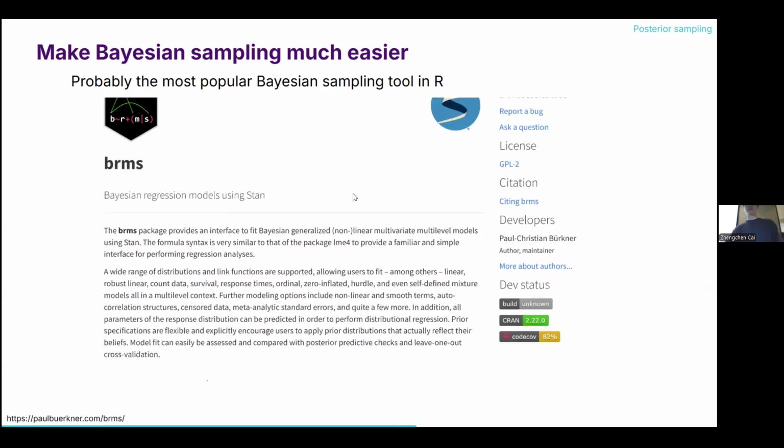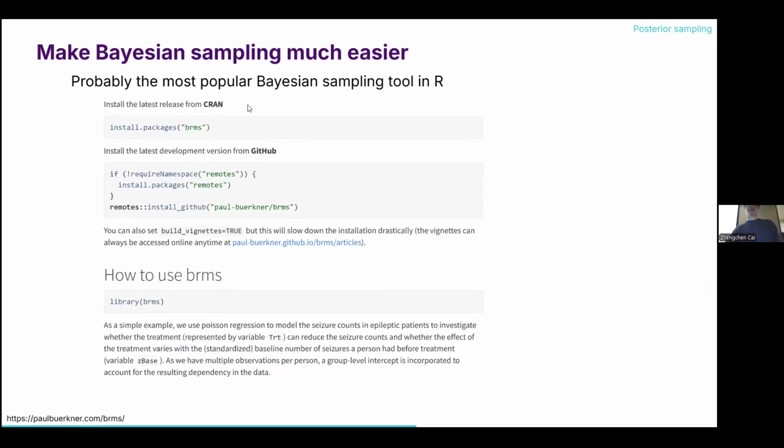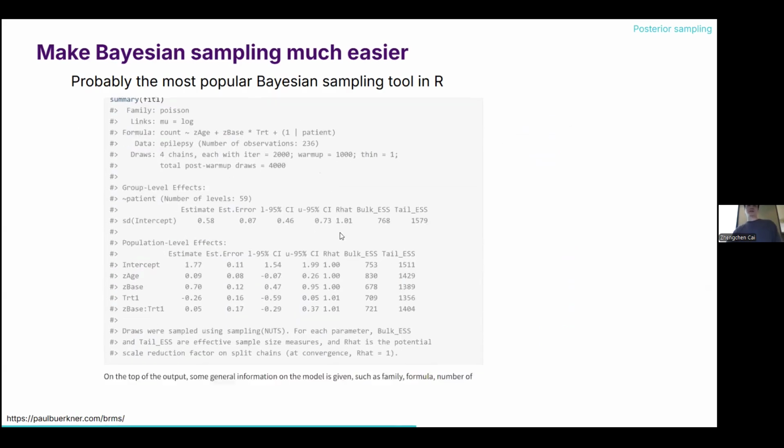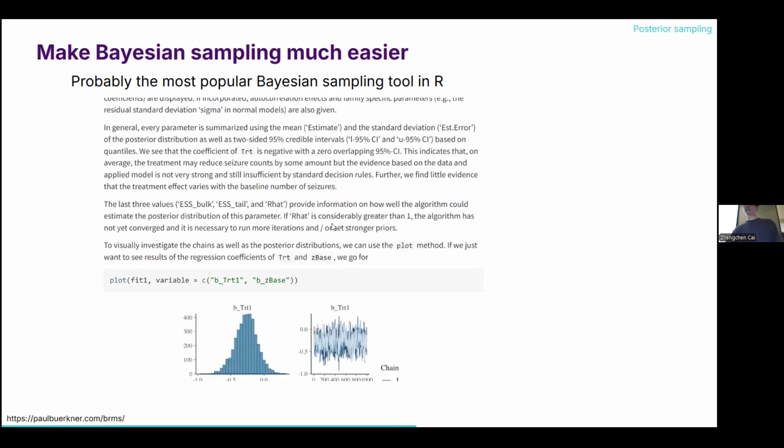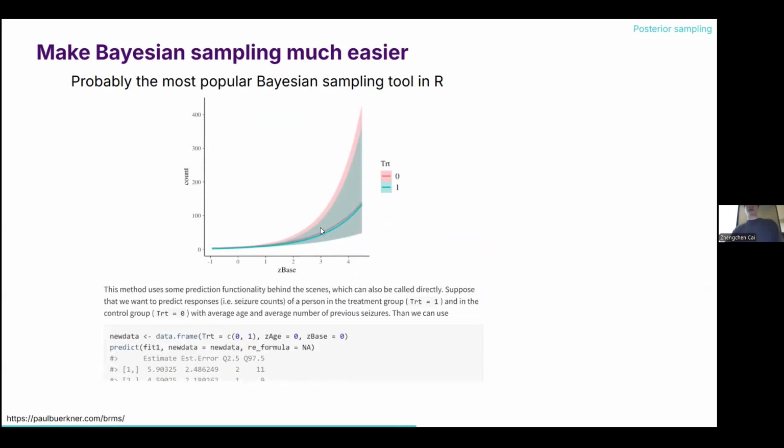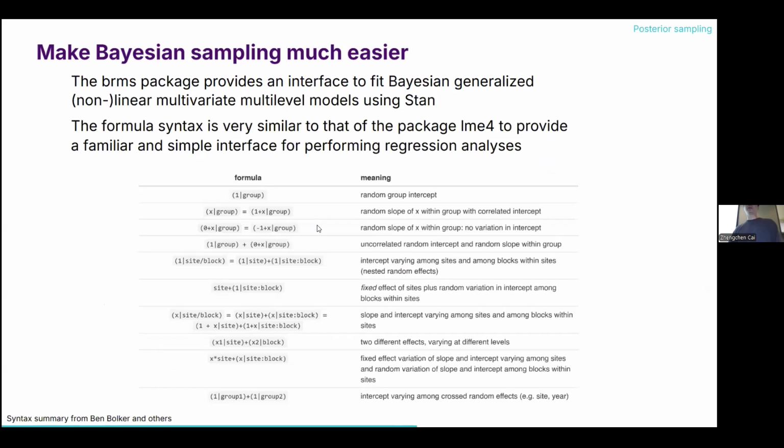If you go to their website, you will have detailed explanations of how to install, giving you some examples and even some plots, which we'll mention later, right? So how it works, how it makes your life easier, is it will use this syntax. Probably some of you are familiar with this. When you do a classic regression analysis, you can have this syntax, for instance, for a random group intercept. One is intercept, and you put here your group.